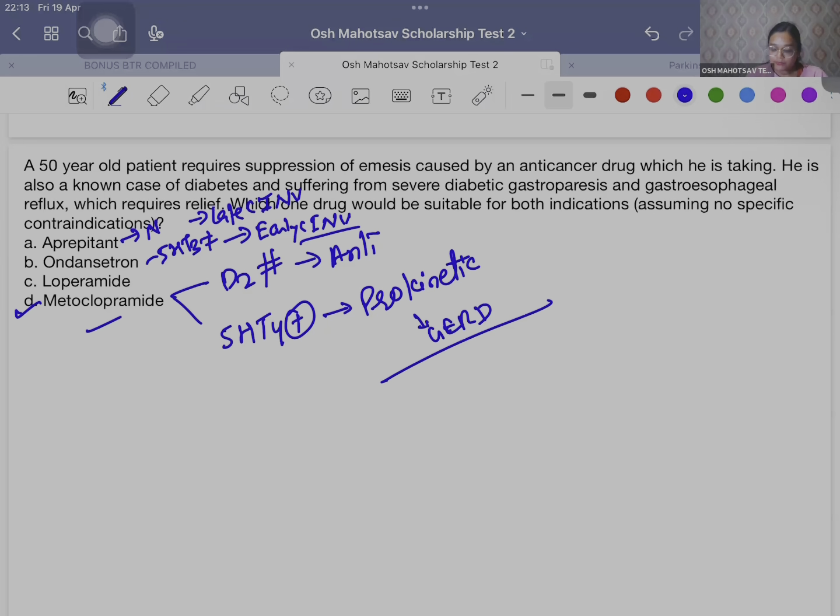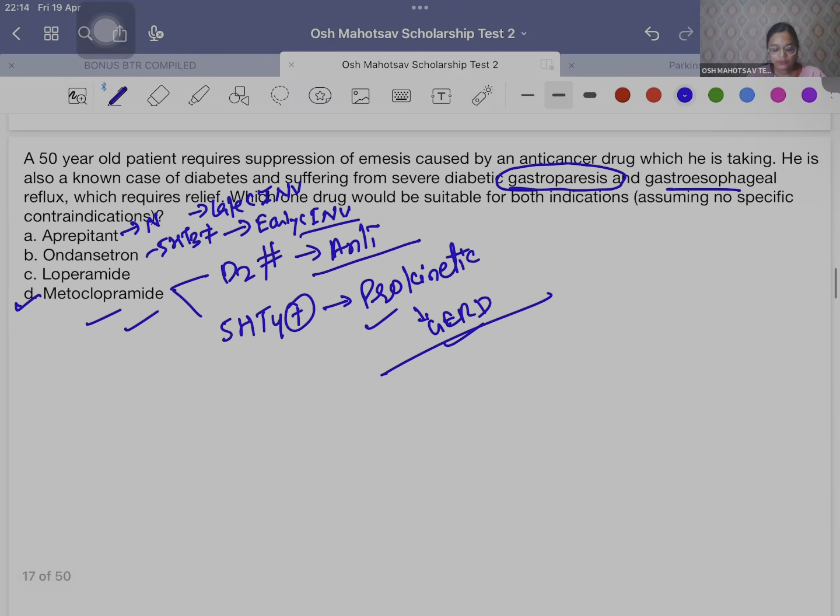Okay, but here the patient wants to treat his gastroparesis and GERD both, so we are using metoclopramide because it has an antiemetic effect plus a prokinetic effect, so it will also help in GERD. So this will be the answer.